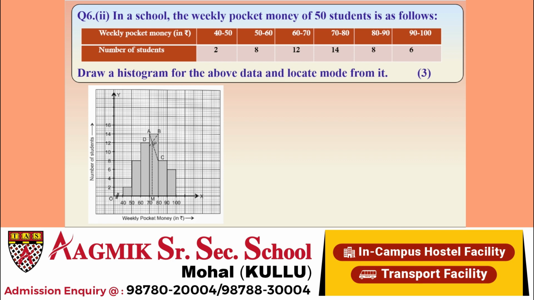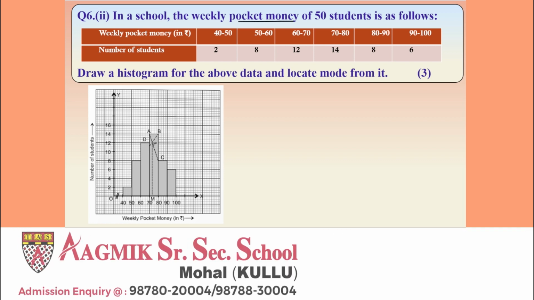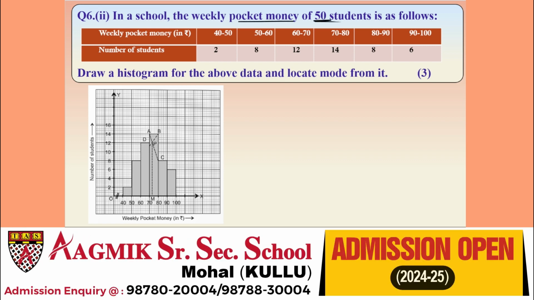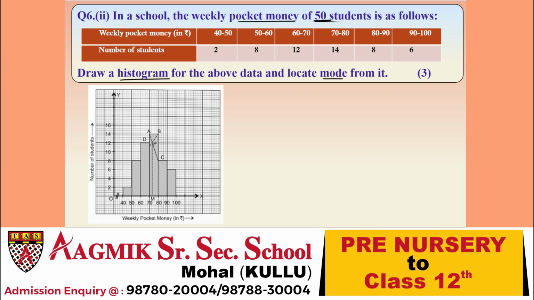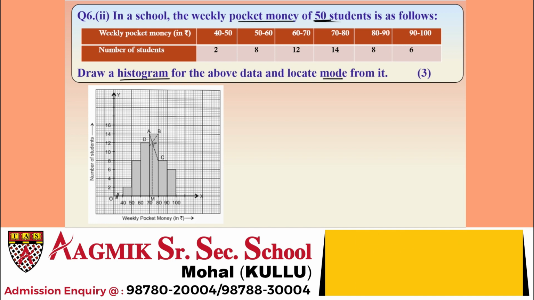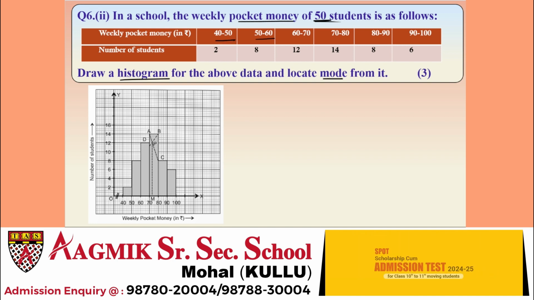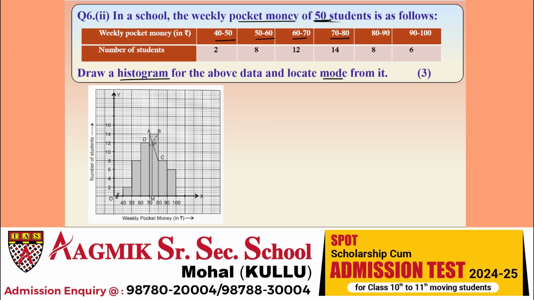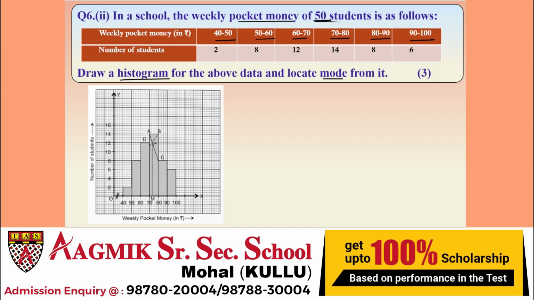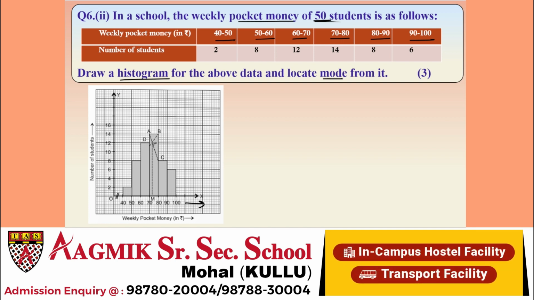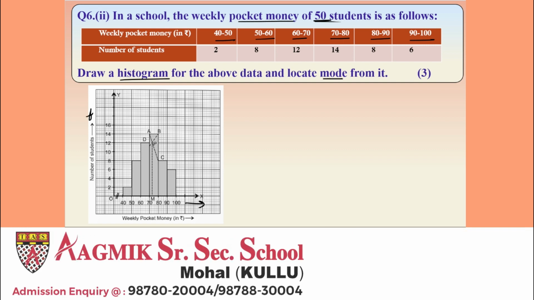Next is: in a school, the weekly pocket money of 50 students is as follows. You need to draw the histogram and hence locate the mode from it. To draw the histogram, we take these class intervals 40 to 50, 50 to 60, 60 to 70, 70 to 80, 80 to 90, 90 to 100 along the x-axis, and along the y-axis we take the frequency, that is the number of students. So this is the frequency.